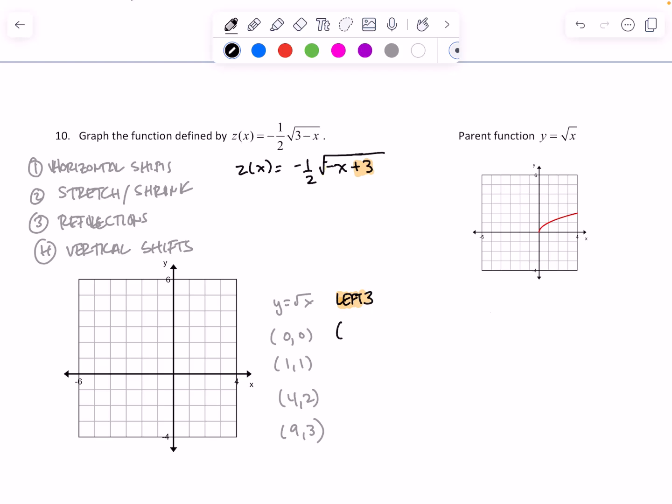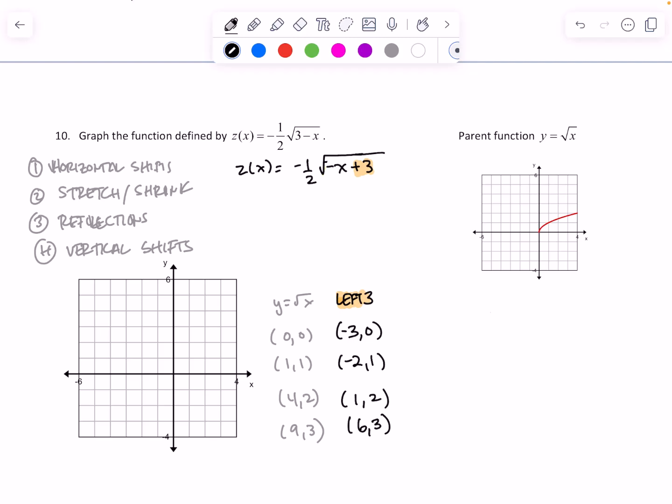So 0, 0 ends up at negative 3, 0. The point 1, 1 is going to end up at the point negative 2, 1. 4, 2 is going to end up at 1, 2. And 9, 3, subtracting 3 from that, we get 6, 3. So horizontal is changing the x coordinate. So we subtracted 3 from all of our x's. All right, that's the only horizontal shift.